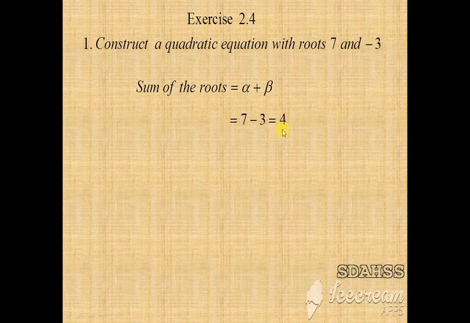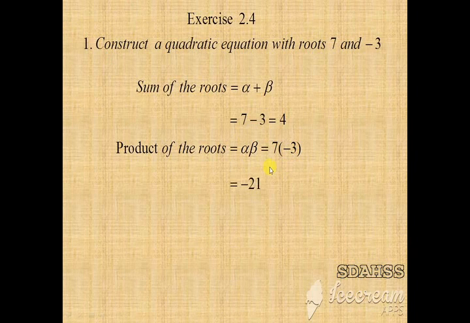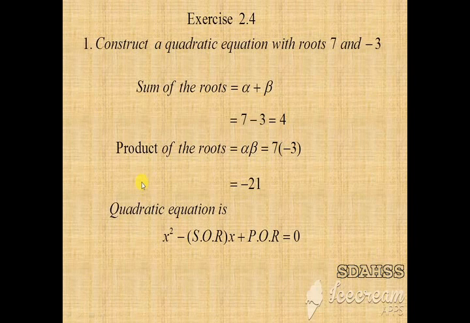Then you have to find the product of the roots. Product of the roots is equal to alpha beta. Multiply these two roots, 7 and −3. 7 into −3 is −21. Then construct a quadratic equation, that means form a quadratic equation.